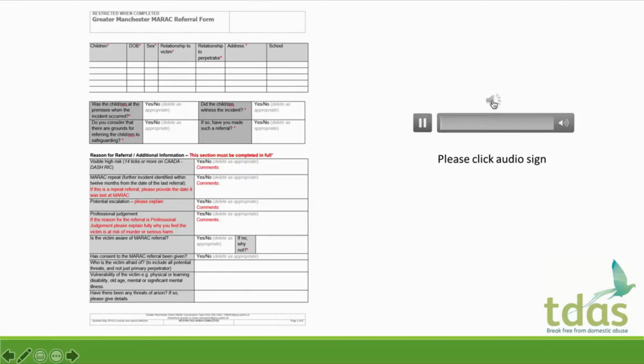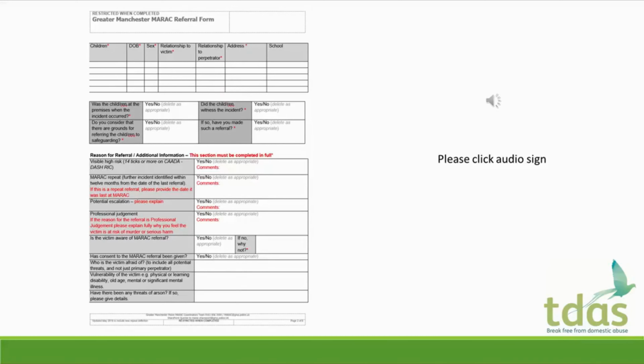The start of page 2 follows in the same vein as page 1, where you can now record details of any children. Please ensure you complete as much information as possible, as this may be needed for safeguarding purposes. It is important to record the relationship of the child to the perpetrator, as this may raise issues around child contact or parental responsibility. The next 4 boxes give you the opportunity to record if the child or children have been present in the house at the recent incident, or if they have witnessed the incident itself.